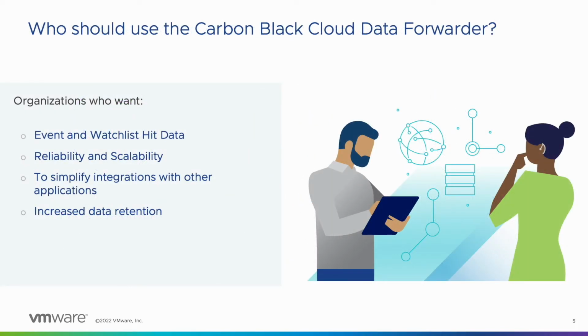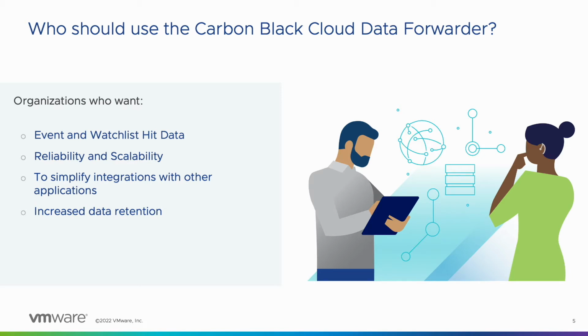Now that we have a better understanding of the functionality of the Data Forwarder, we can discuss whether it is the right fit for your organization. There are several solutions provided by the Data Forwarder to meet your organization's needs and accommodate specific scenarios. The most common being that your organization is interested in event and watch list hit data being streamed in real time. With the Data Forwarder, there is no need to call the API directly or pivot into the Carbon Black Cloud console to retrieve this information.